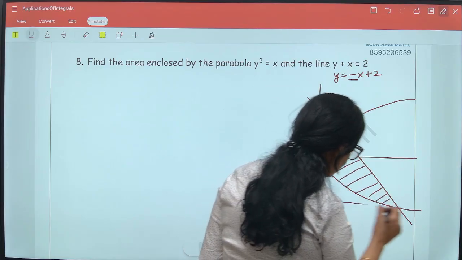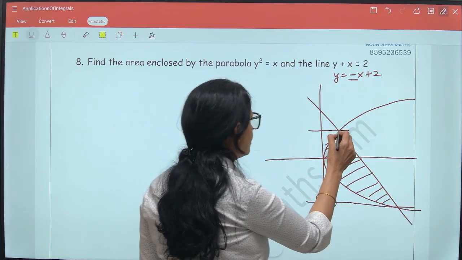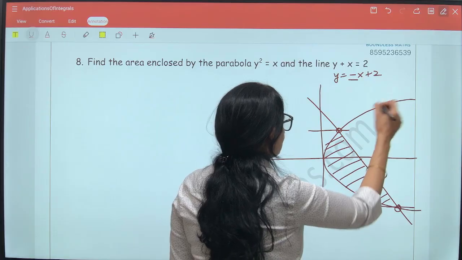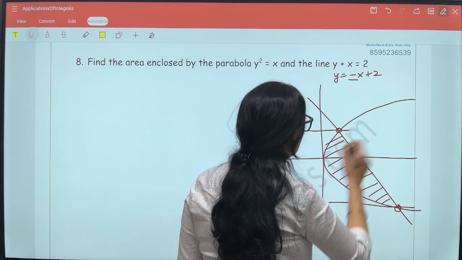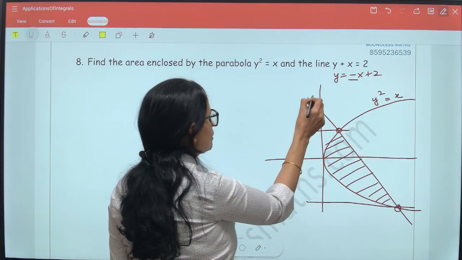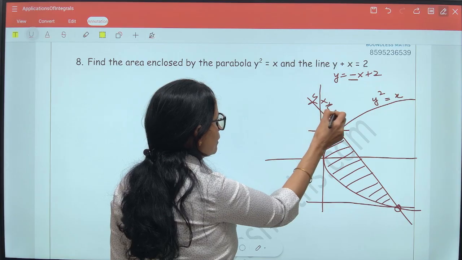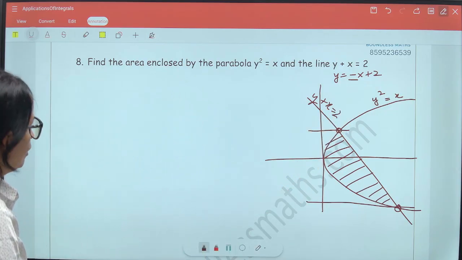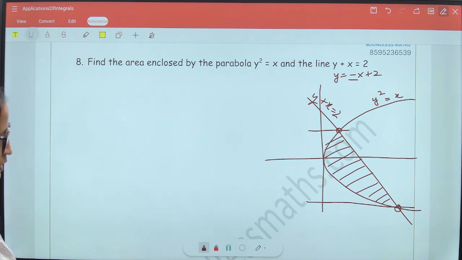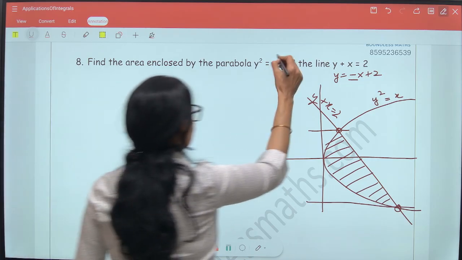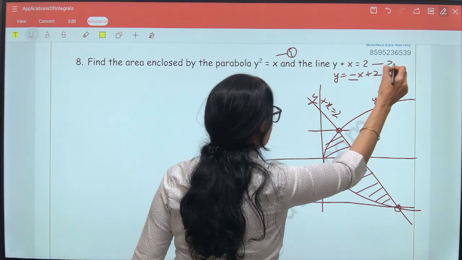Again, we need to find the boundary conditions. That is the point of intersection of both these curves. Let's write the equation of the parabola. This is y square is equal to x and the straight line is y plus x equals 2. Now let's find the points of intersection by solving these two equations algebraically. So y square is equal to x. Let this be equation number 1 and this is equation number 2.